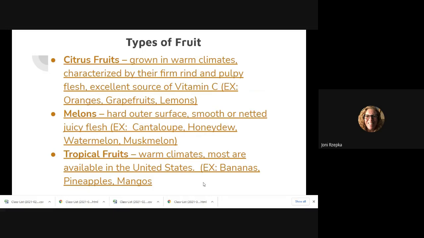And then you have your melons, which have a hard outer surface, smooth, and kind of a netty, juicy flesh. Cantaloupe, honeydew, watermelon, muskmelon, those would be constituted as melons.